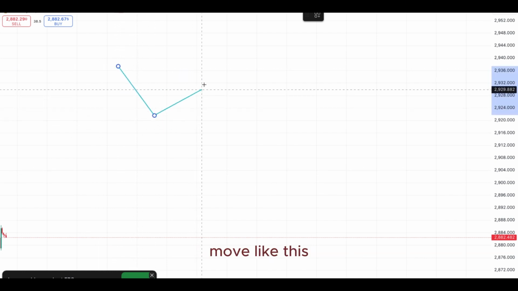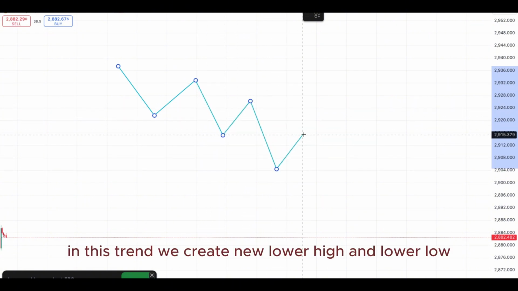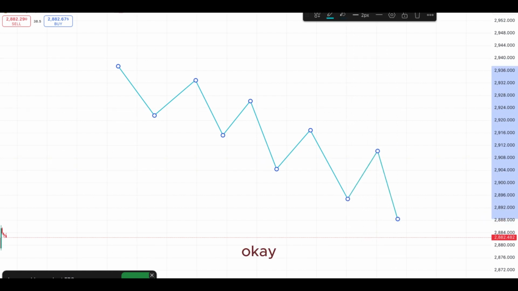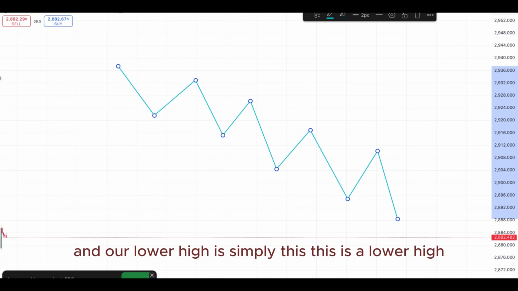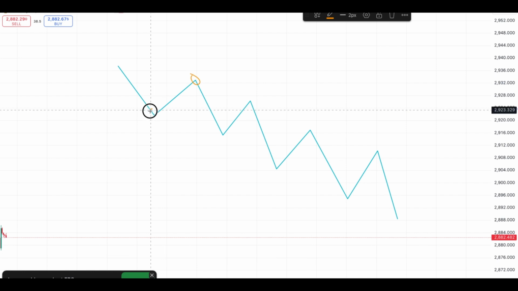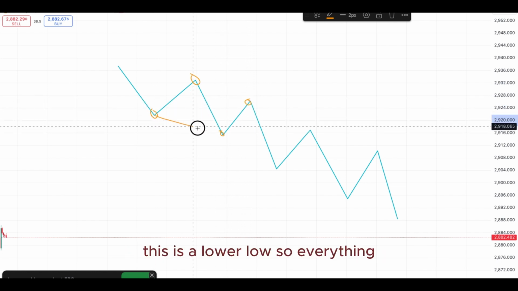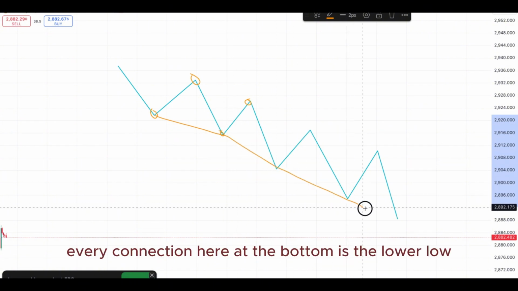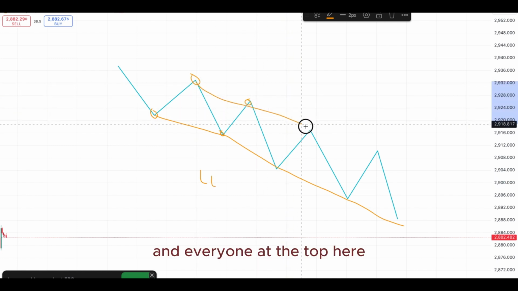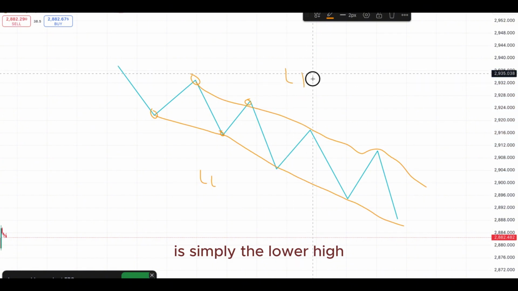moves like this, like this. In this trend, we create new lower high and lower low. Our lower high is simply this. This is a lower high, this is a lower low, this is a lower high, this is a lower low. So every connection here at the bottom is the lower low, and every one at the top here is simply the lower high.